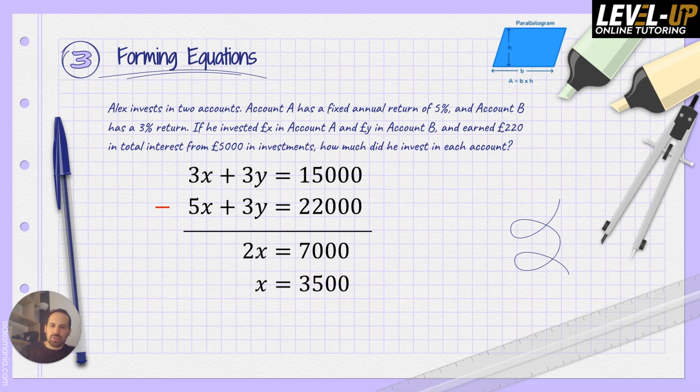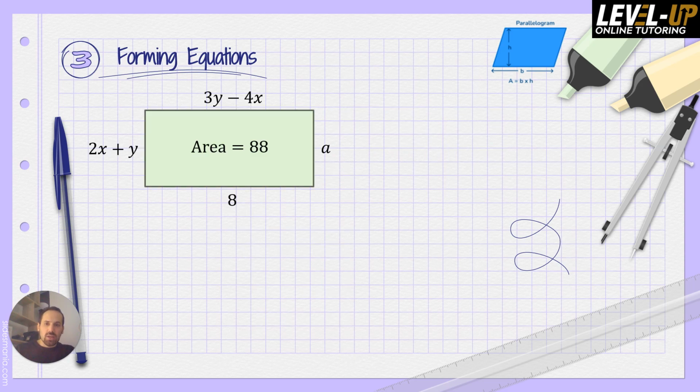So x is 3,500. And as usual, once you've found the first one, the second one's quite straightforward to find, because we know both amounts add up to 5,000. So with 3,500, the second one must be 1,500 in order to come up to 5,000. So we must have invested 3,500 in account A and 1,500 in account B in order for these numbers to make sense. So that's an example of a real worded problem where we have to extract equations out and then we solve those equations and we can find this previously unknown information.